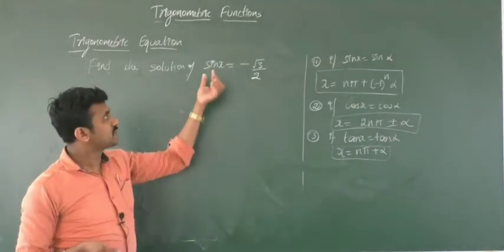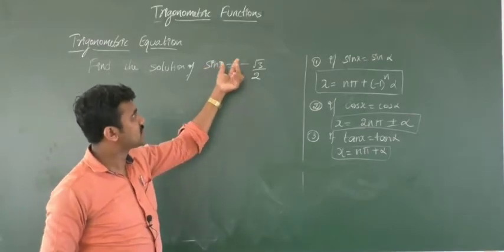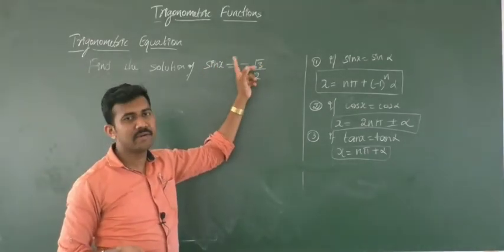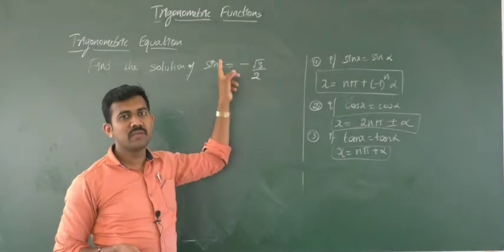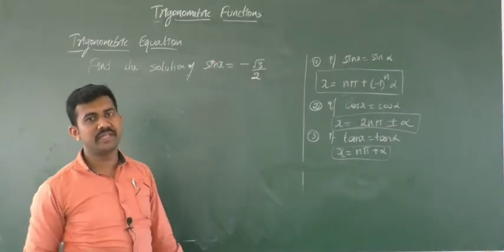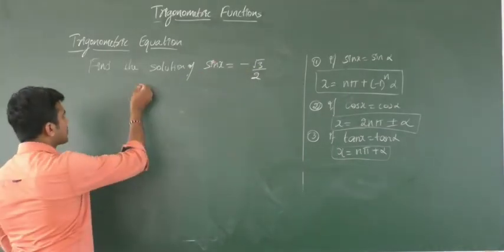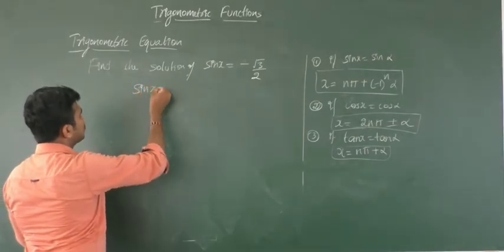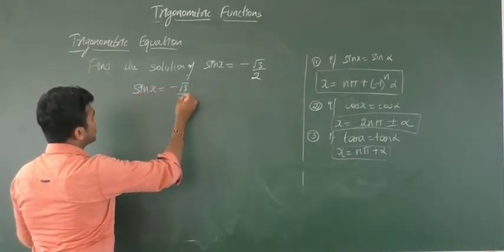Okay. You can observe here, this is in the form sin x is equal to sin alpha. The sin alpha value is given as minus root 3 by 2. What is the value of x? That we need to find. So we'll consider here sin x is equal to minus root 3 by 2, as given.